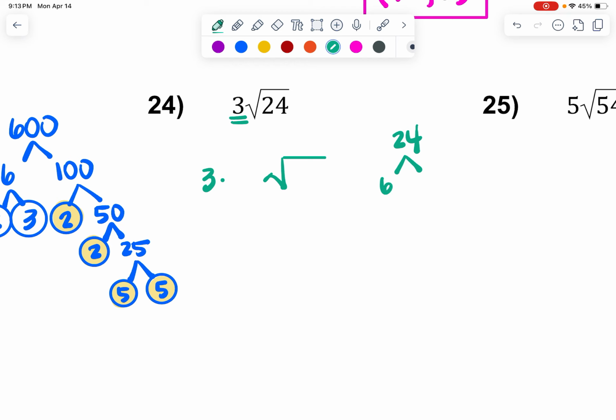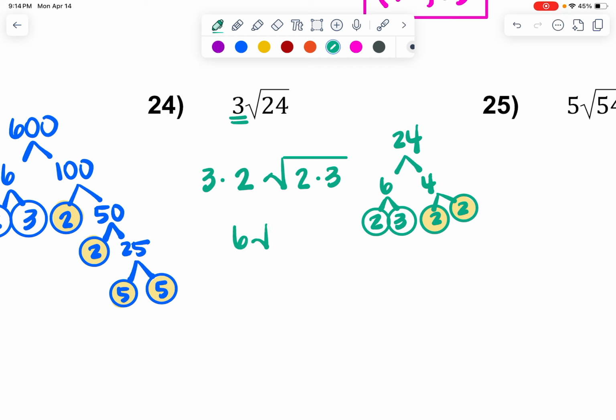It's a pretty small number. I'm just going to do 6 times 4, which is 2 times 3, and 2 times 2. All right, so it looks like we have a pair of 2s, which means I get to take out a 2 to represent the pair, but then the other 2 times 3, they don't buddy up, so they have to stay inside, which is going to end up giving us 6 root 6. And that's our final simplified answer.